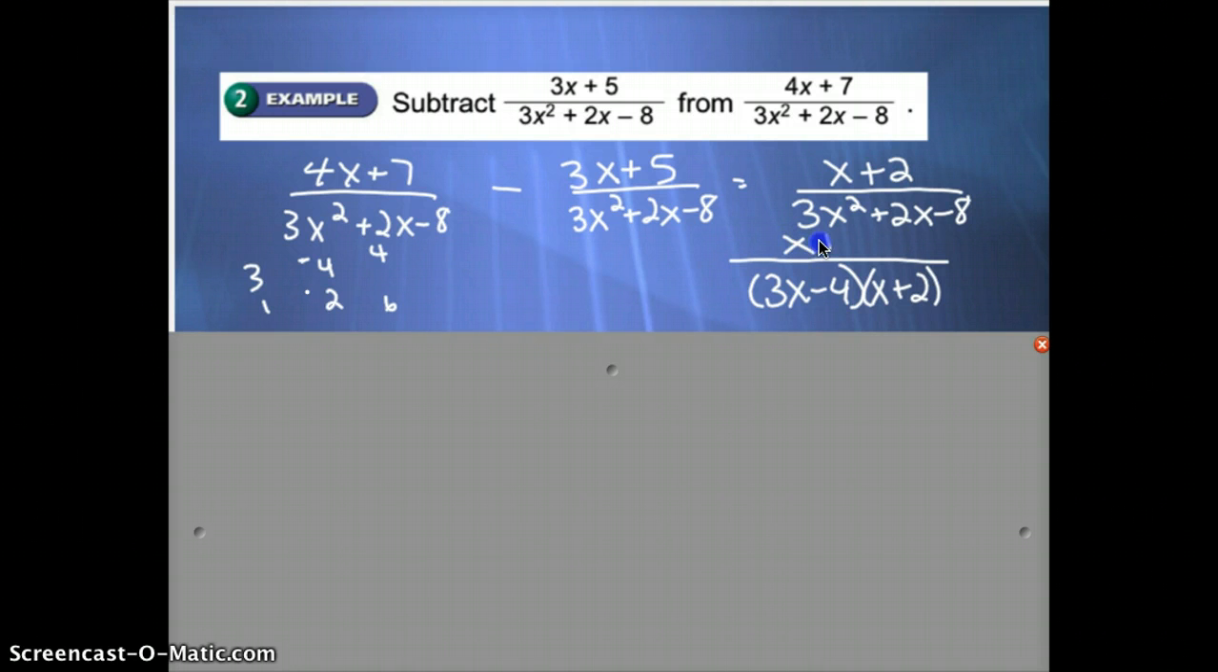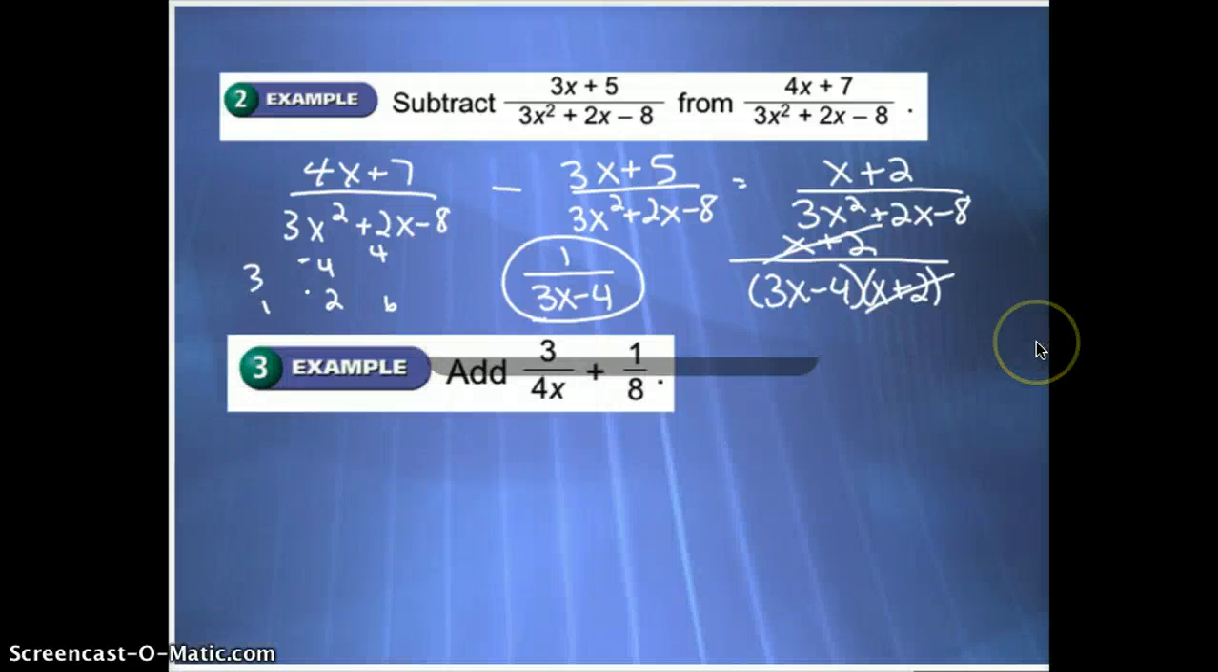And the numerator is x plus 2. So you're going to notice these have a common factor that can be canceled out. So x plus 2, x plus 2. My final answer is 1 over 3x minus 4. Okay, so I had to reduce at the end using my simplifying skills from before. But other than that, I just had to subtract, keep the denominator, and move from there.